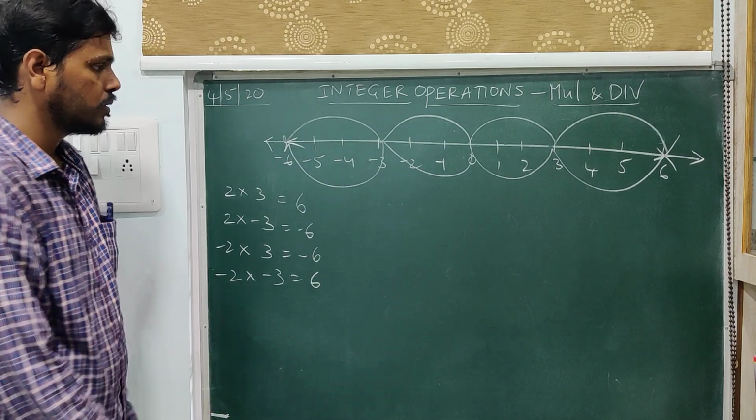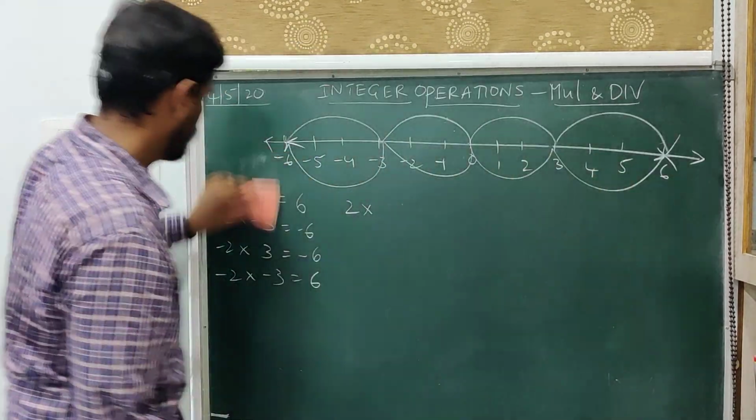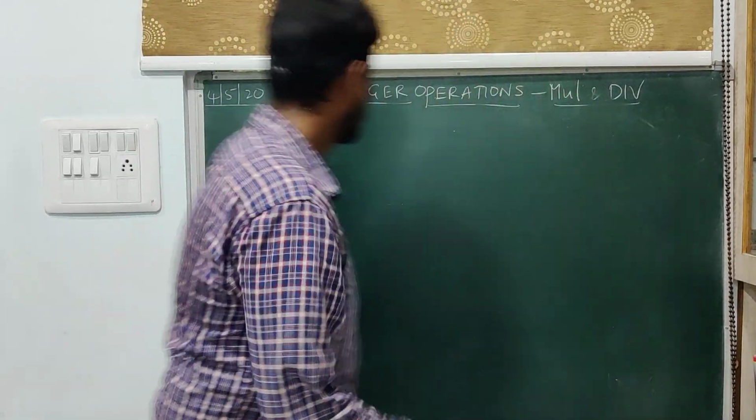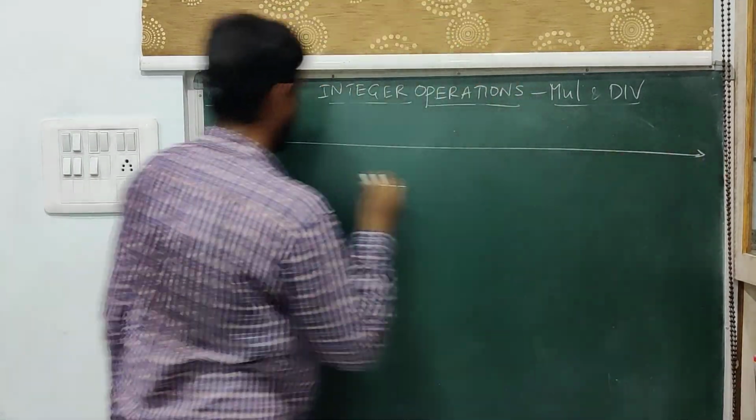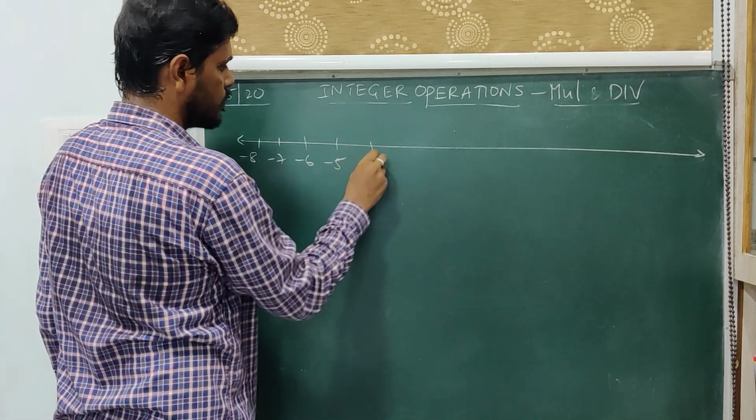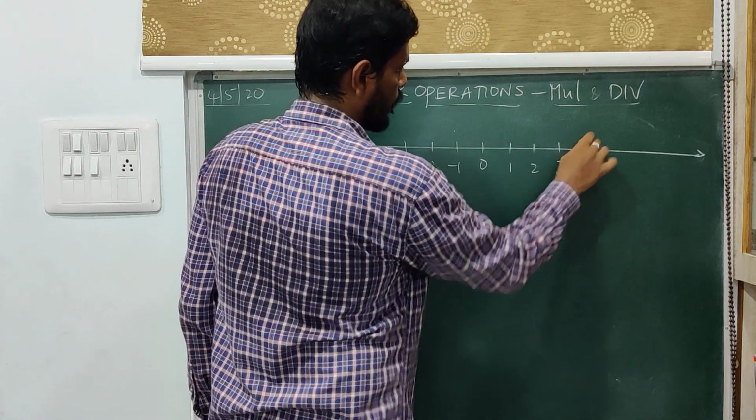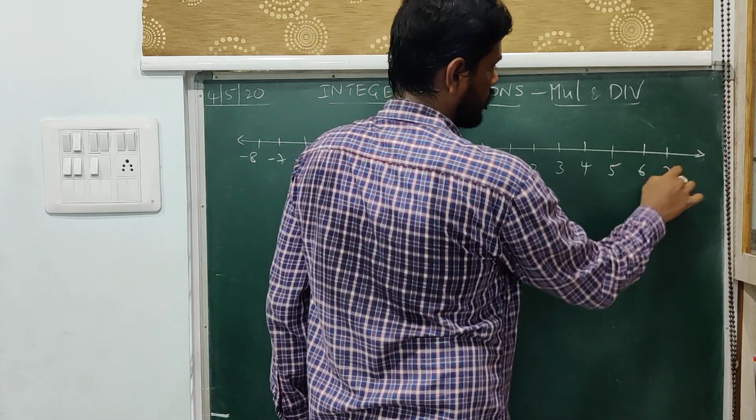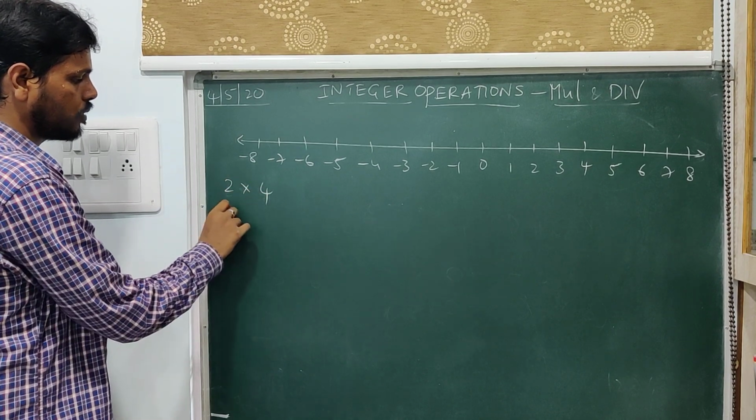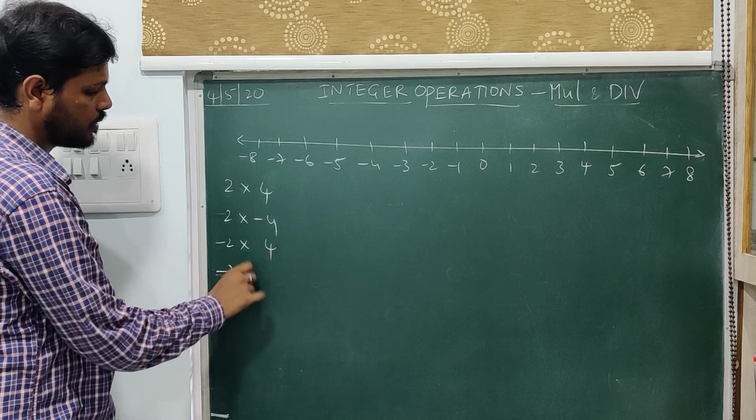Now we will see one more example. Take a number line, say minus 8, minus 7, minus 6, minus 5. So I'll go with this: 2 into 4, 2 into minus 4, minus 2 into 4, minus 2 into minus 4.